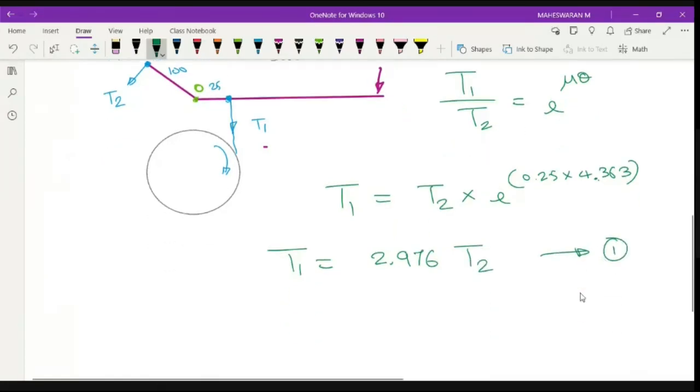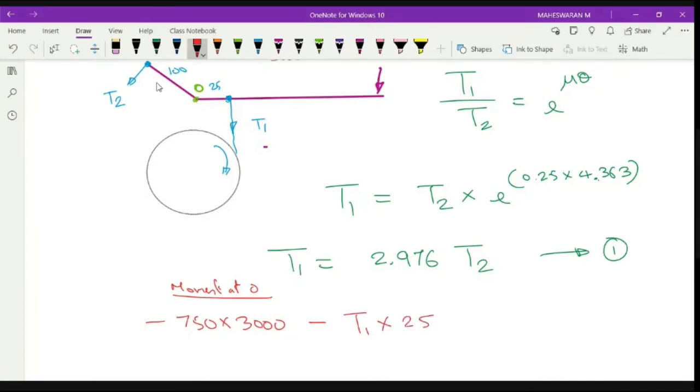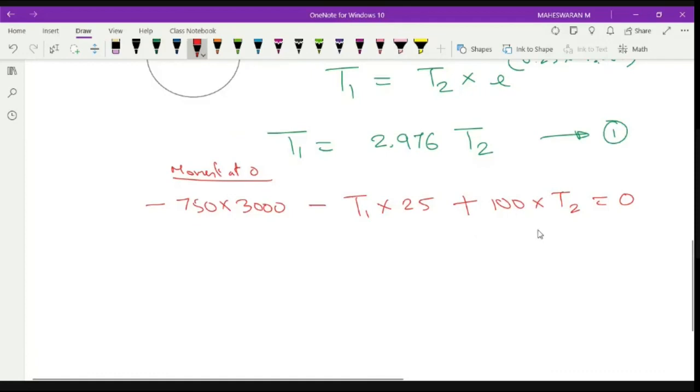Now let me take moment at point O. If I take moment at point O, 750 into 3000 is rotating anti-clockwise, so 750 into 3000 is the moment at O. Then minus T1 into 25, this is positive, plus 100 into T2 is equal to 0. Now I can relate this, because I also have equation 1, so I can substitute it and identify the values of T1 and T2. Can you tell me the value of T1 and T2?